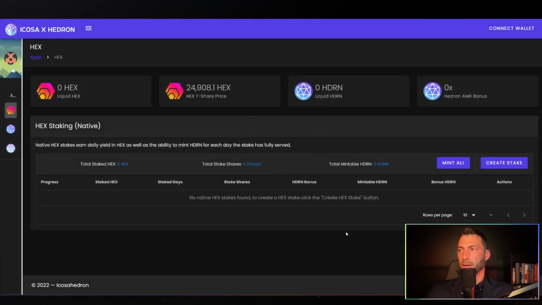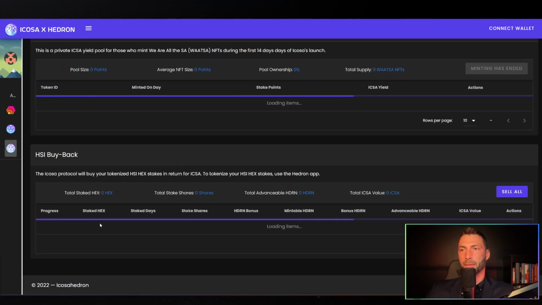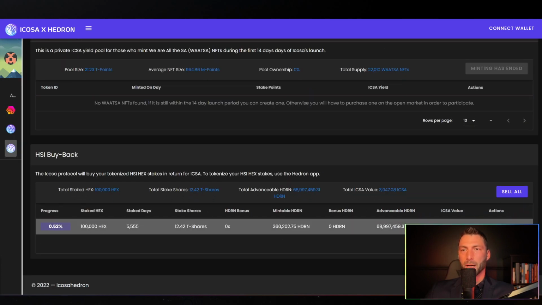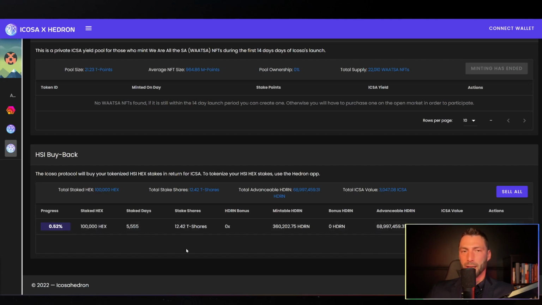And then create your stake, and then you tokenize it, which will be an option on the side. And then it'll show up like this stake here. It'll show up here, and then you can go to sell HSI, and you can sell it, and you'll get the amount of Icosa that it shows here. And it should be the same amount.